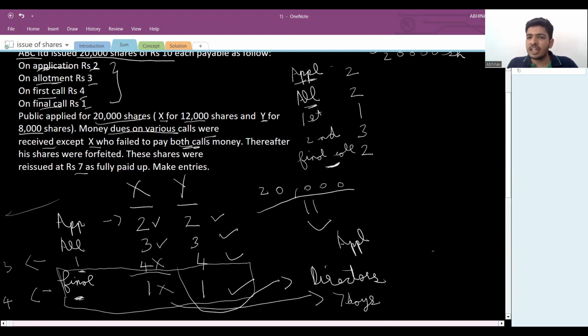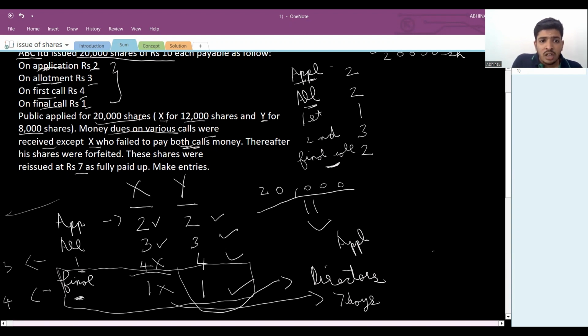Saying that pay within 7 days, I should have given you notice only before the last installment, because you didn't pay the third installment itself. But I waited patiently for another installment, assuming you'll pay. You didn't pay. Now I've lost my patience. So I'm going to give you 7 days notice. If you don't pay within the 7 days, I'm going to cancel your name from the share capital register. That's what the shareholders will be told in the notice.